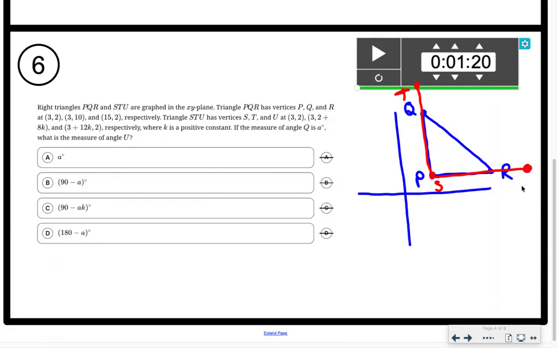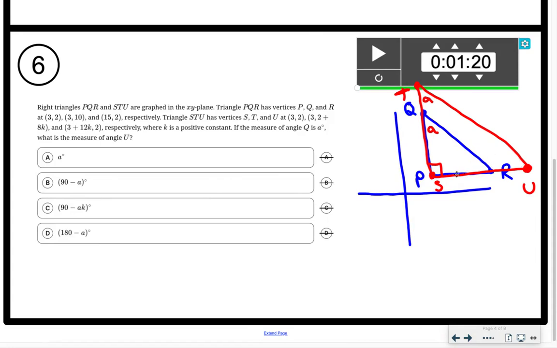Again, it's not that important where I put it, just as long as I realize that that's kind of what's going on. So it's very tricky how they gave it, but I just have this bigger right triangle that shares this point S and P, and then one may go further or shorter, depending on what k is. So if the measure of angle Q is a degrees, all right, what is the measure of angle U? So this is a right angle. If this is a, then this is a because they're similar triangles, which means they're really asking us about the other angle.